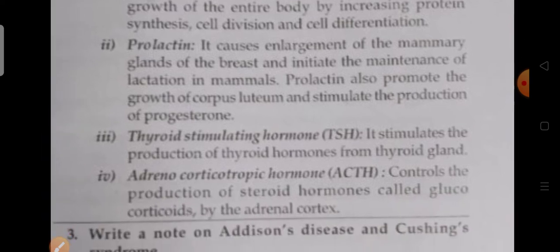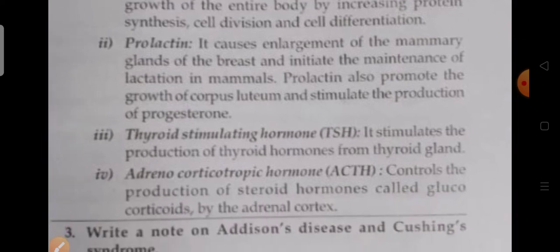Next, the prolactin hormone causes enlargement of the mammary glands of the breast after delivery of the baby. Prolactin will increase the production of breast milk, which is useful for the baby after delivery. It initiates and maintains lactation in mammals. Prolactin also promotes the growth of the corpus luteum and stimulates the production of the progesterone hormone. Progesterone is helpful throughout the pregnancy.